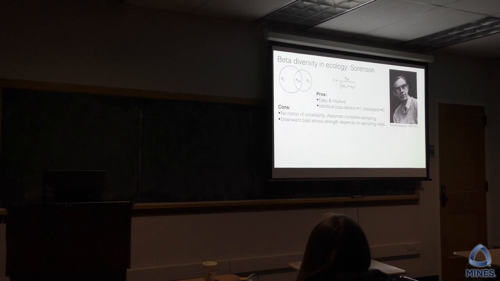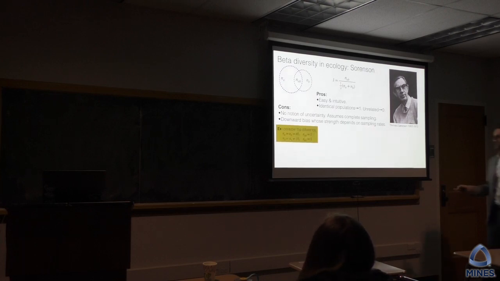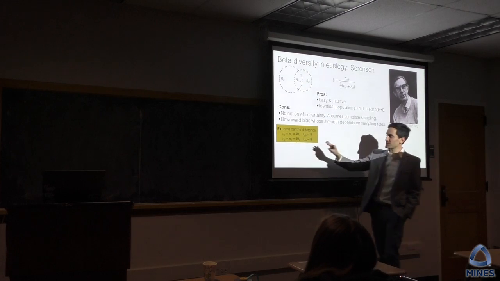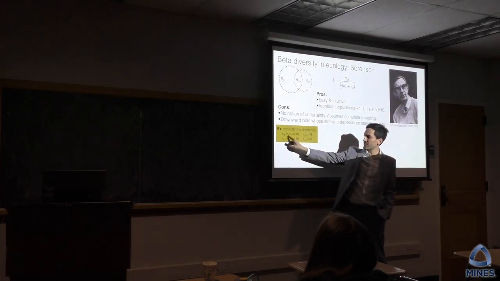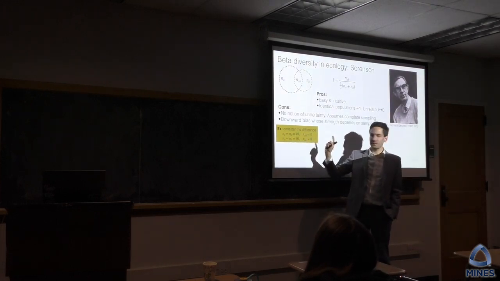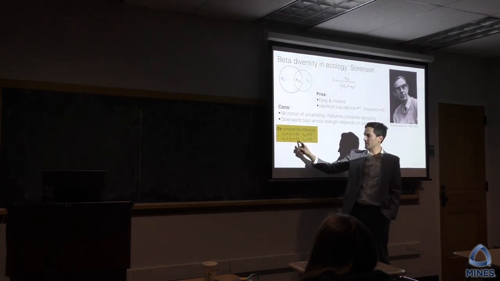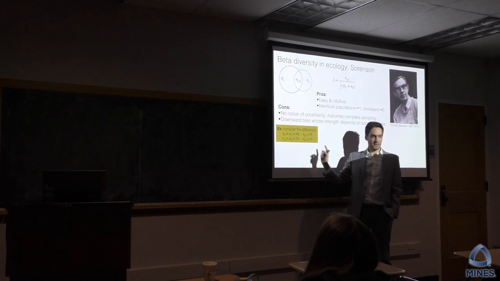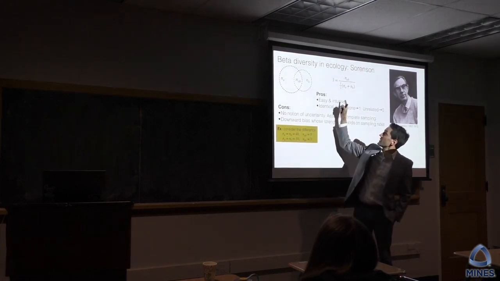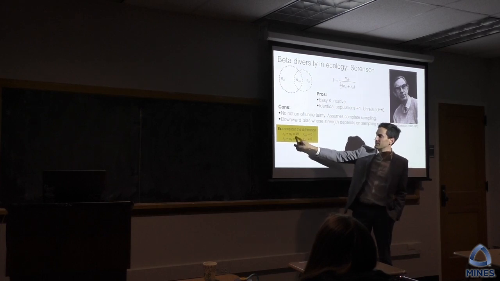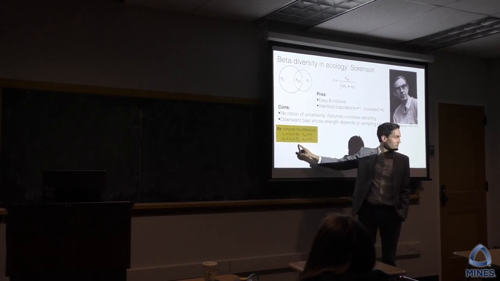Cons: no notion of uncertainty. It assumes we have complete sampling. We have a downward bias whose strength depends on the sampling rates. So to give you an idea, I want you to consider the difference between these two scenarios. In one case, I get 40 samples from each population, and I see nothing in the intersection. In another scenario, I get only 10 samples from each population, and nothing in the intersection. While the estimate for both of these would be 0, I have a lot more certainty in the case where I have 40 samples than in the case where I have 10 samples.